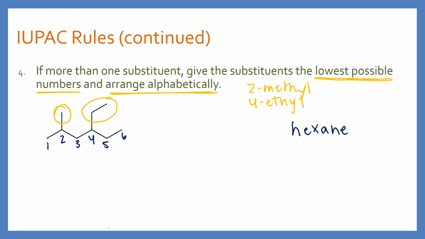So that's what that rule means. And then it says to arrange alphabetically. So the next part of this is to take these 2 and using the names of the substituents, we want to arrange them alphabetically. So E comes before M. So we're going to call this 4-ethyl-2-methylhexane. Sorry, I don't know why my pen is leaving gaps.